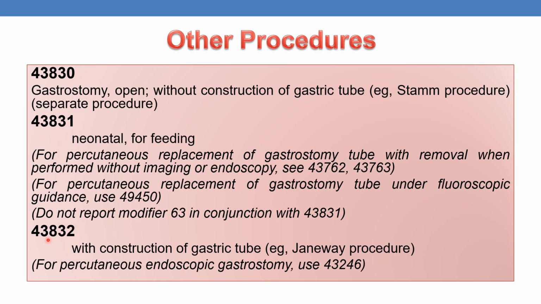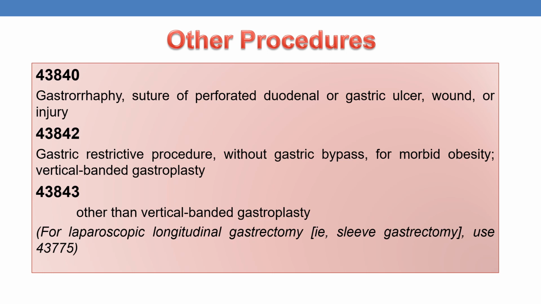The next is 43832. Gastrostomy open with the construction of gastric tube. The CPT is 43832. Next, 43840. It deals with gastrorrhaphy, suture of perforated duodenal or gastric ulcer, wound or injury. Gastrorrhaphy is nothing but suture of perforated duodenal or gastric ulcer, wound or injury.